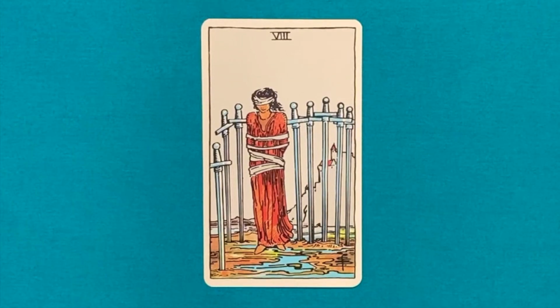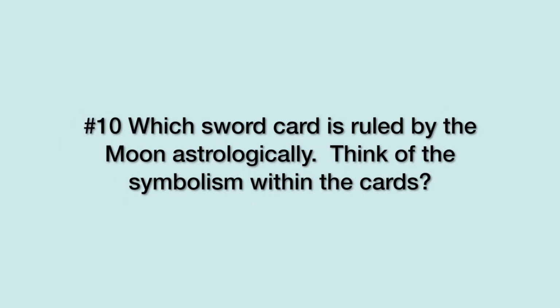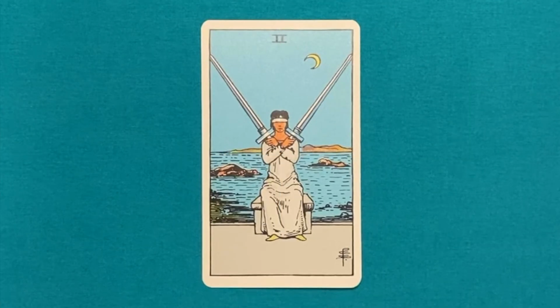Here's question number 10. Which sword card is ruled by the moon astrologically? Think of the symbolism within the cards. If you guessed the Two of Swords, you'd be right.